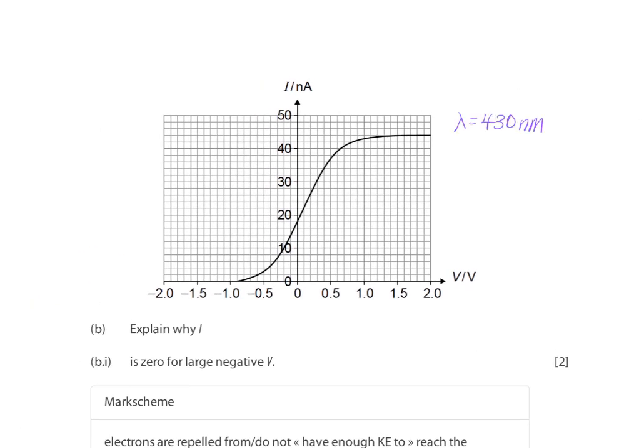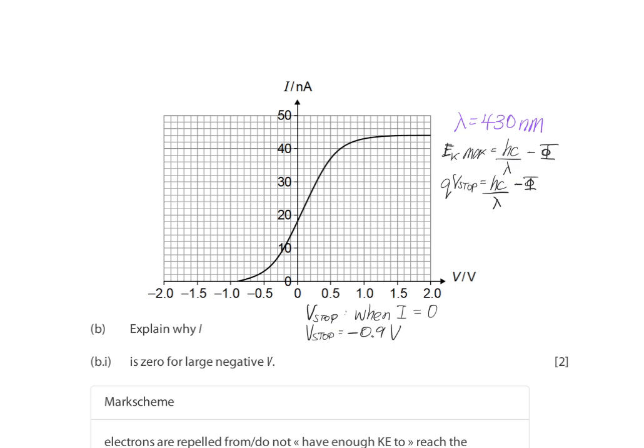Before we move on, I want to talk about this graph because it's interesting. We know that the stopping voltage is when the current is equal to 0, and this stopping voltage looks like it's about negative 0.9 volts. But I want to talk about the graph and what happens if we change things. For wavelength, what if we went with a shorter or longer wavelength?